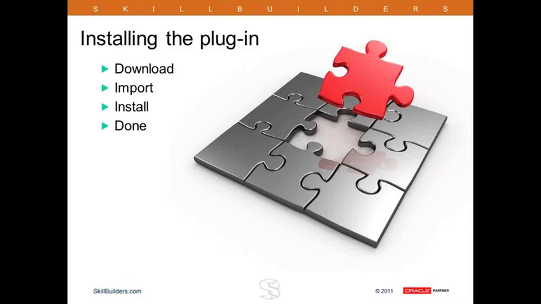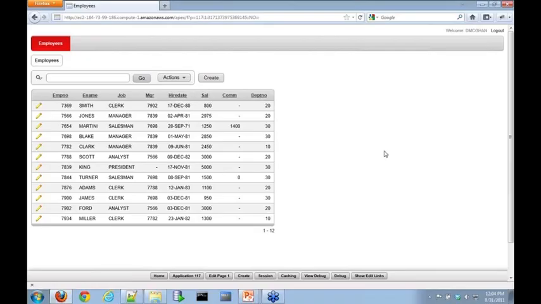Once you download it and extract the zip file, within it you'll find a .SQL file. That's what you're going to be importing into the plugins, which you'll find in the shared components. Then you can install it, and you're done. So let's take a look at how that works.